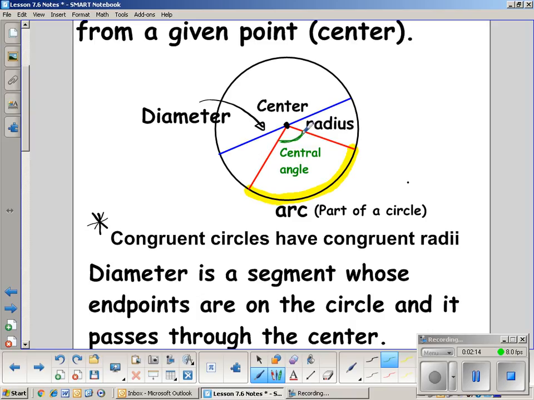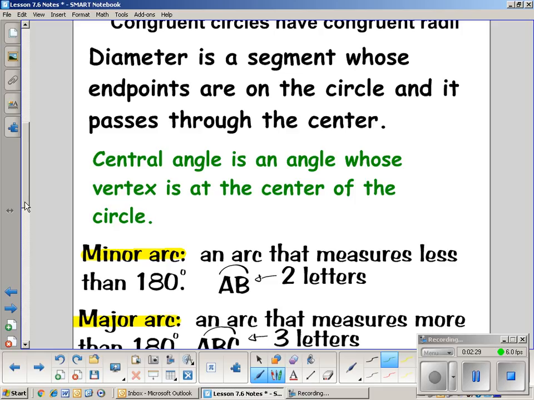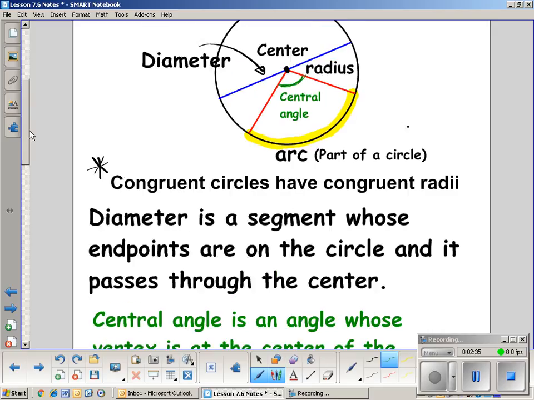Central angle, not sure I have the definition here, but the central angle has its vertex at the center of the circle. Okay? So central angle has a vertex at the center of the circle. Had you written down the definition for that? There it is. Central angle is an angle whose vertex is at the center of the circle.